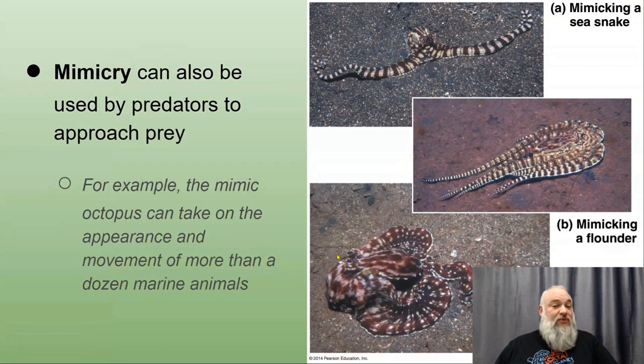Mimicry can also be used by predators to approach prey. Like this octopus is just nuts. Look at that. The mimic octopus can mimic the appearance and movement of more than a dozen marine animals. So there it's looking like a sea snake. Here it's like a flounder. Here it's like a stingray. And that allows it to sneak up on things.